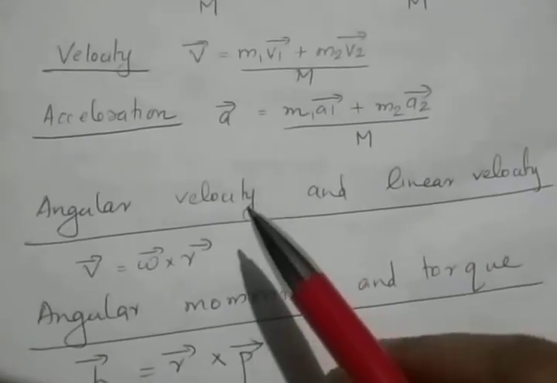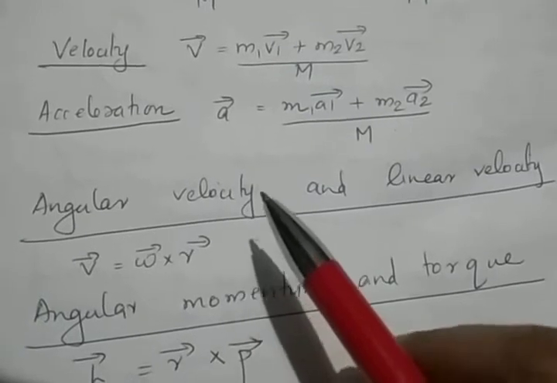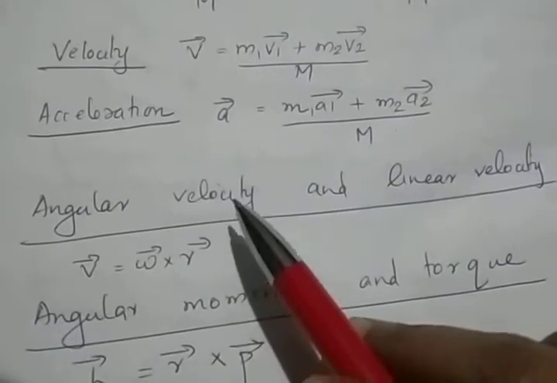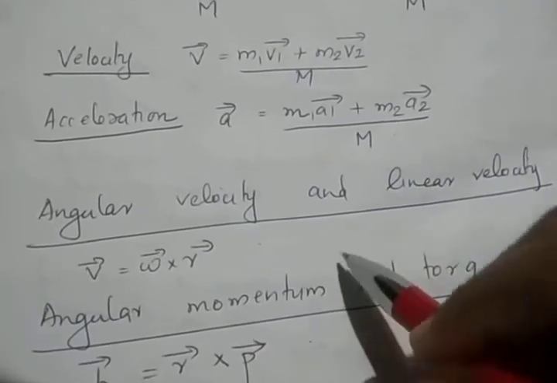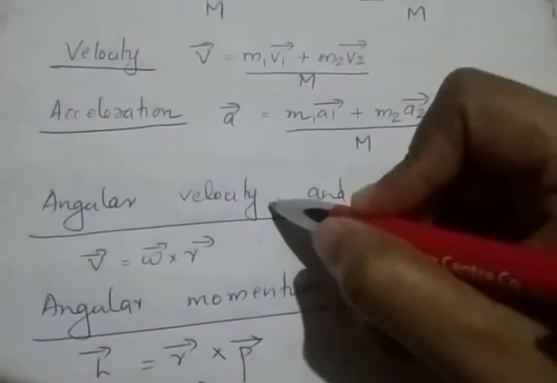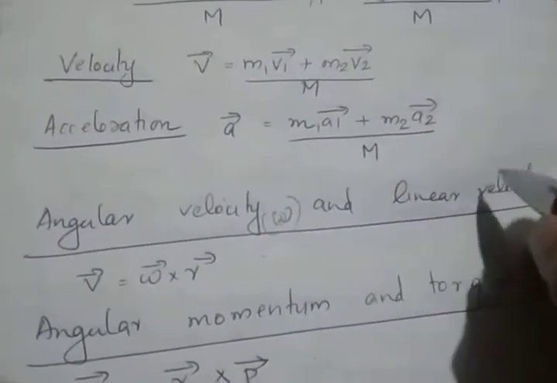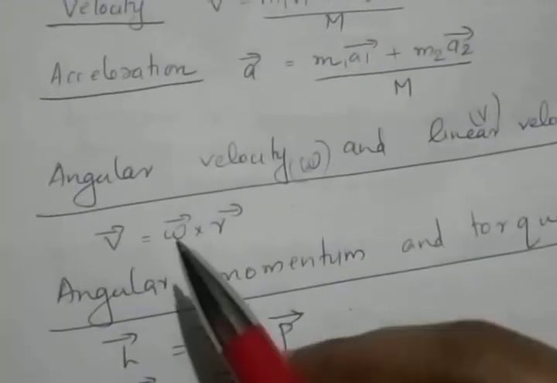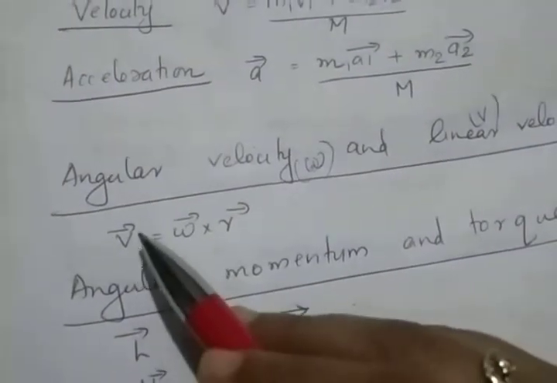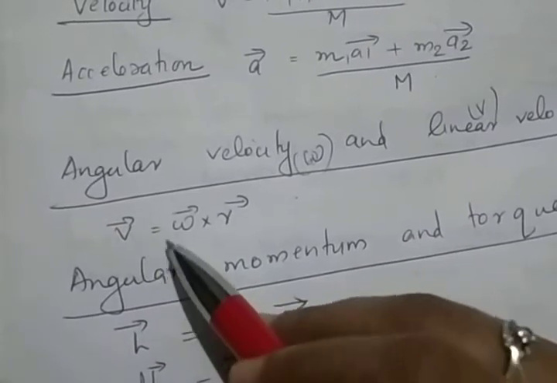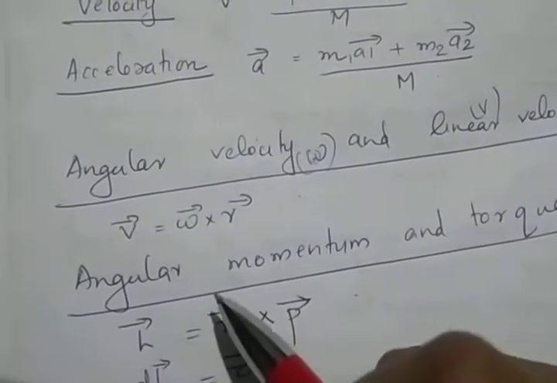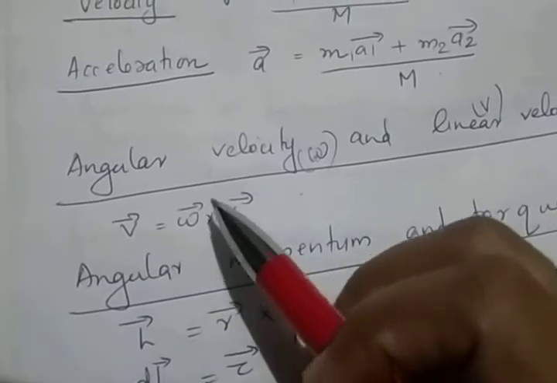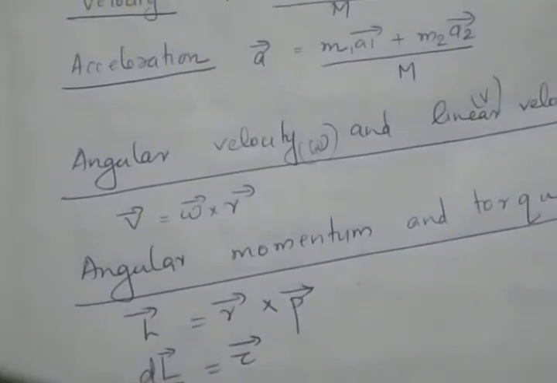Okay. And then the most important concept of this chapter is angular velocity and linear velocity. What is the relation between angular velocity and linear velocity? We know that the angular velocity is denoted by the symbol omega, and linear velocity is capital V. So this is the relation between angular velocity and linear velocity. Linear velocity V is equal to omega cross r. That is, the linear velocity is perpendicular to the plane containing both omega and r.